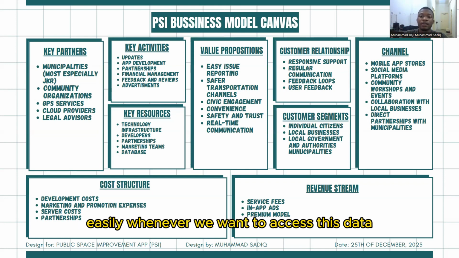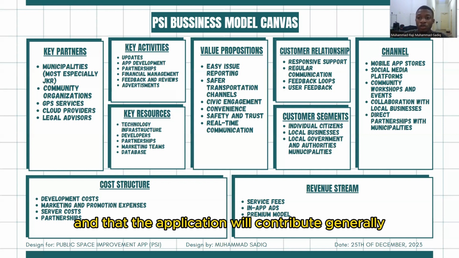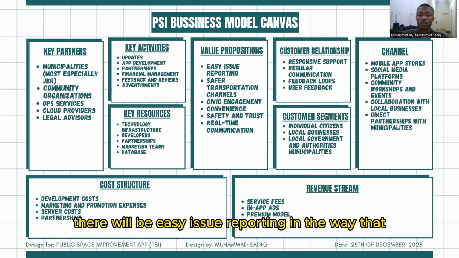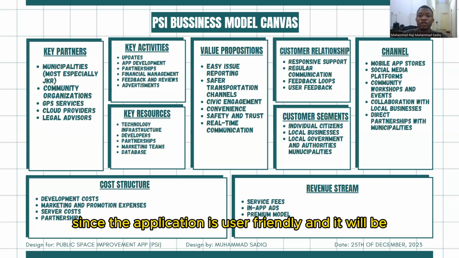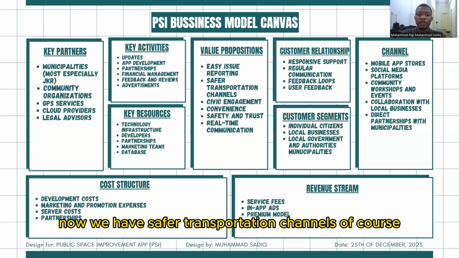So now value propositions. These are the benefits that the application will contribute generally. So easy issue reporting. Yes, there will be easy issue reporting in a way that the user can report issues very easily without facing any problem, since the application is user friendly and it will be made in a way that there won't be any difficulties in the application. Now we have safer transportation channels.